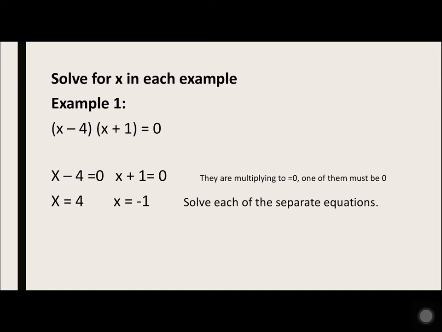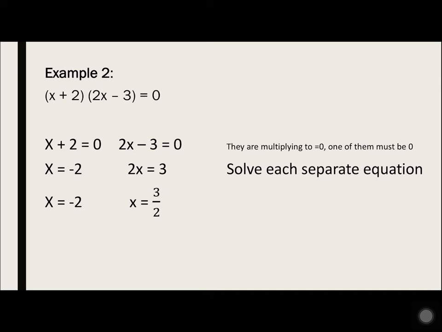X minus 4 equals 0, you would add 4, so you get 4. X plus 1 equals 0, to solve for x, you would subtract 1, so you get negative 1. X equals 4, x equals negative 1. Notice we have two answers now.